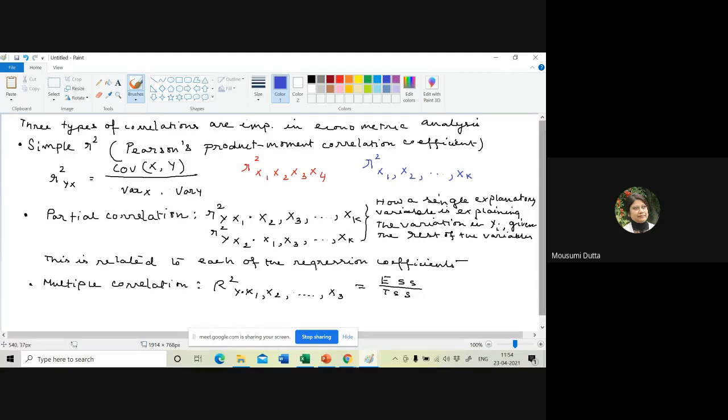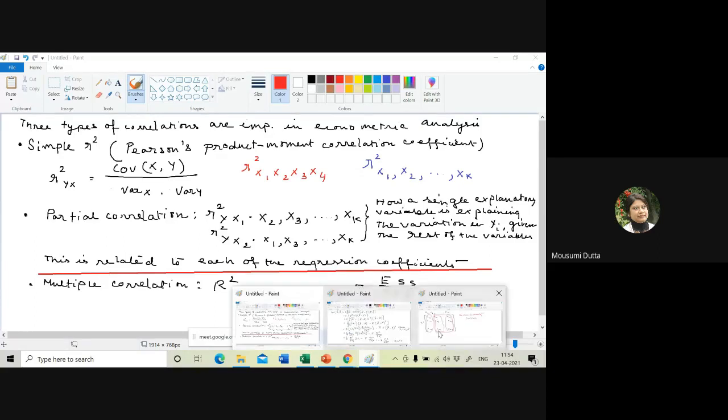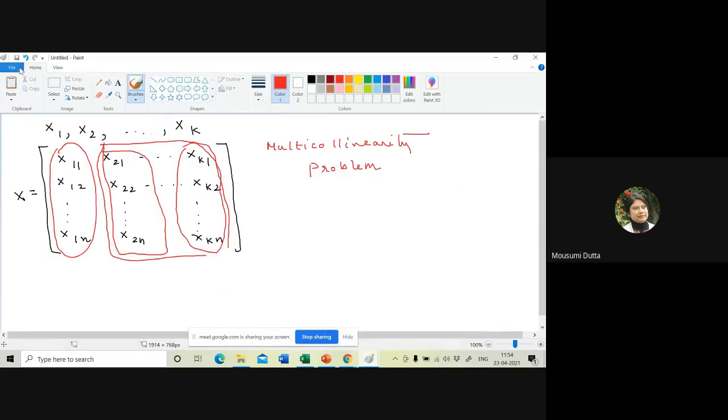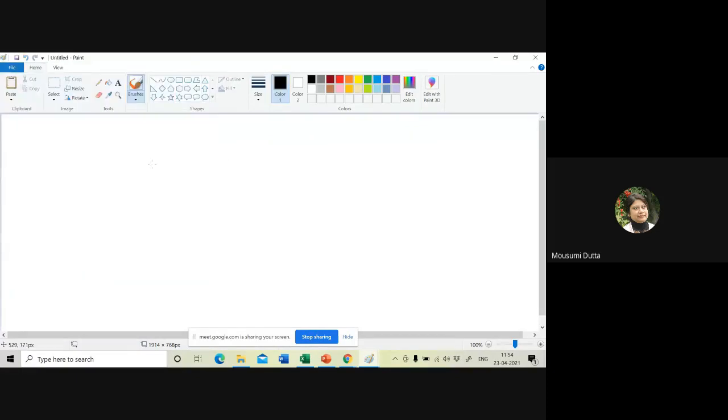The partial correlation is related to, this sentence, this is very, very important. This is related to each of the regression coefficients. Each of the regression coefficients. So let's explain this idea. Anyone wanted to tell me something?